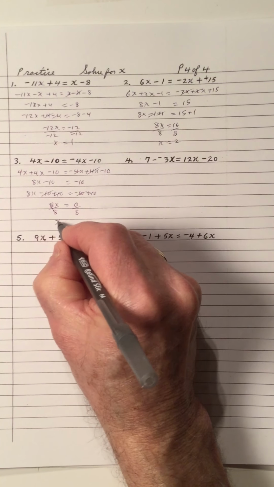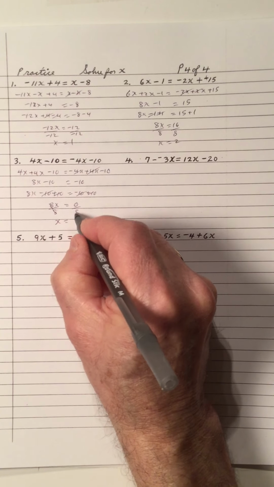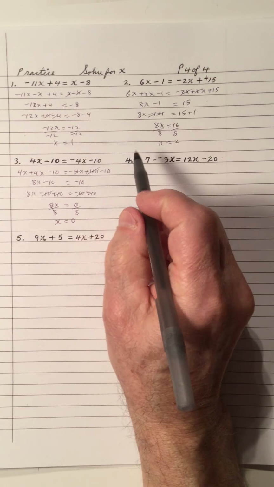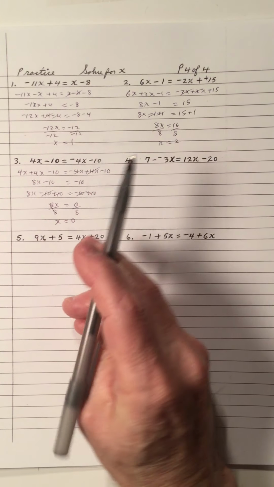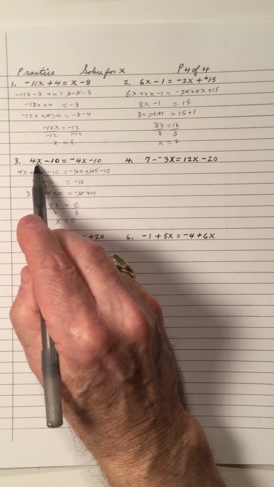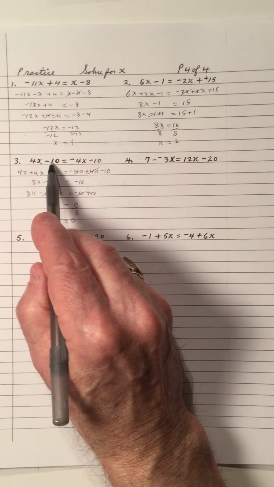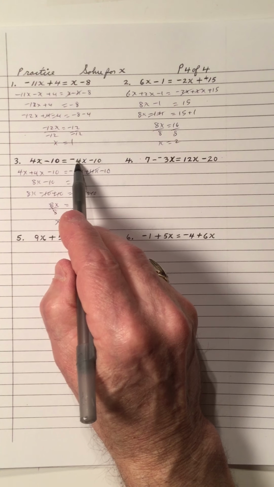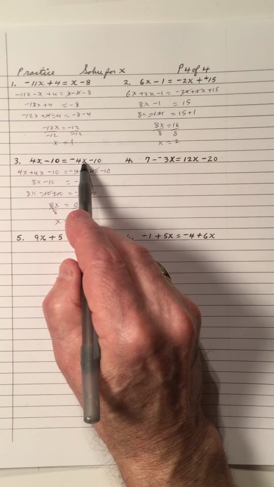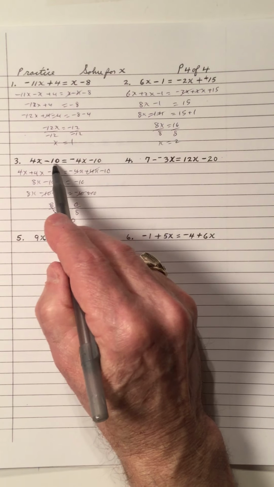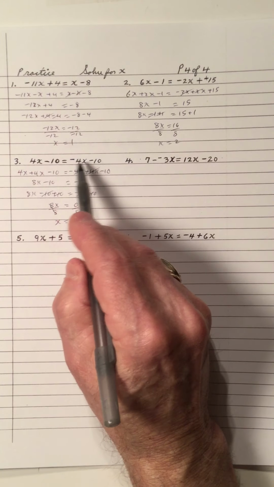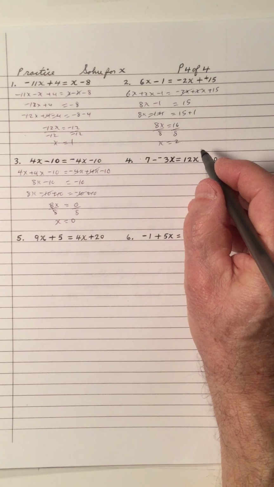They cancel out to give me a 1x, and 0 divided by 8 is 0. So what it means, if you just check, if you put 0 back here, 4 times 0 is 0, so that's a negative 10 on the left side. If you put 0 in here, negative 4 times 0 is 0, so 0 and a negative 10. So when you put 0 back in, 0 is the answer because you get negative 10 on both sides.